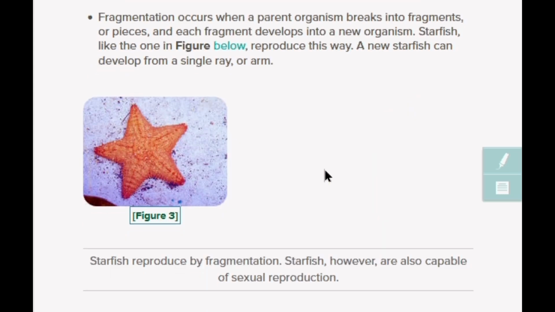Fragmentation occurs when a parent organism breaks into fragments, or pieces, and each fragment develops into a new organism. Starfish, like the one in the figure below, reproduce this way. A new starfish can develop from a single ray, or arm. Figure 3. Starfish reproduce by fragmentation. Starfish, however, are also capable of sexual reproduction.